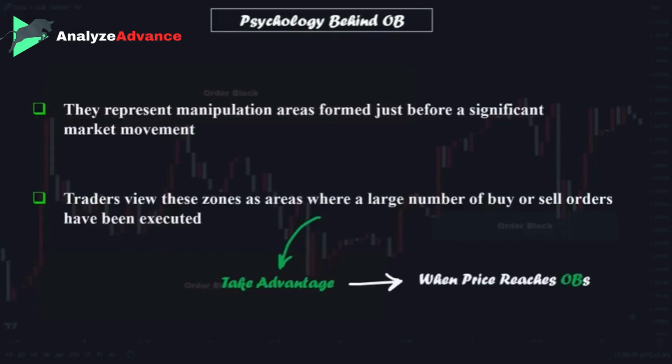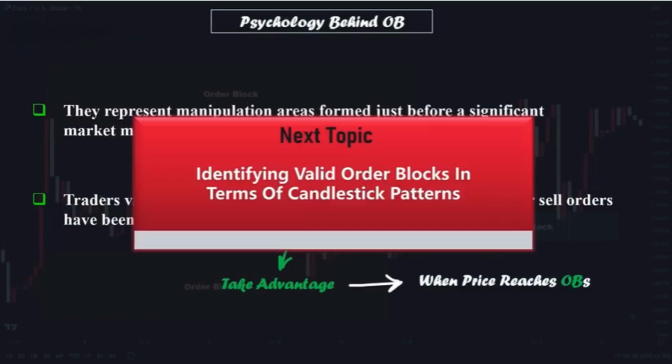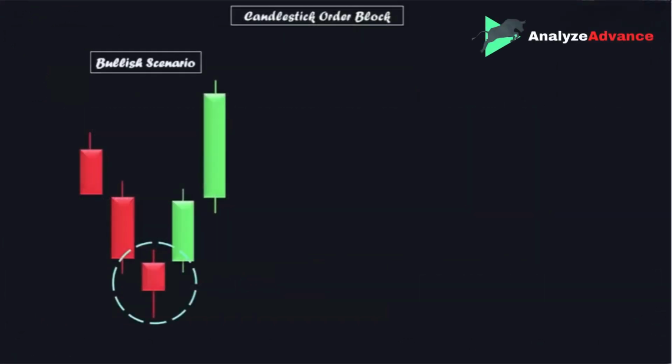Now let's proceed to the next topic and discuss how to identify valid order block in terms of candlestick patterns and see the various scenarios that we might encounter in identifying candlestick-based order blocks on the chart. In a bullish scenario, a candlestick-based order block refers to the last selling candle before the price starts pushing upward drastically. This candle typically breaks below or effectively sweeps the liquidity of the lowest point of the previous candle.